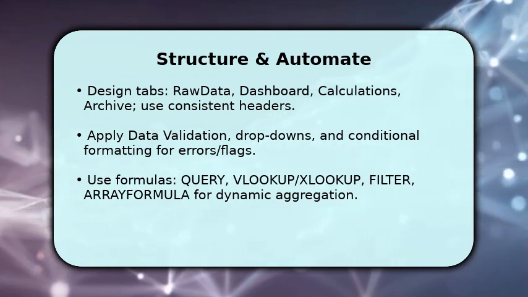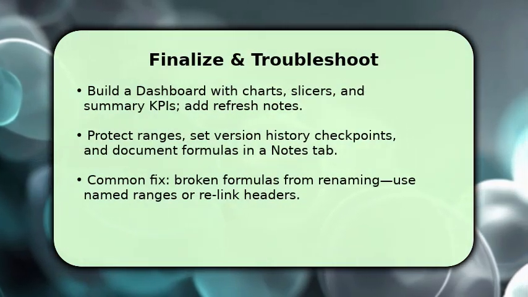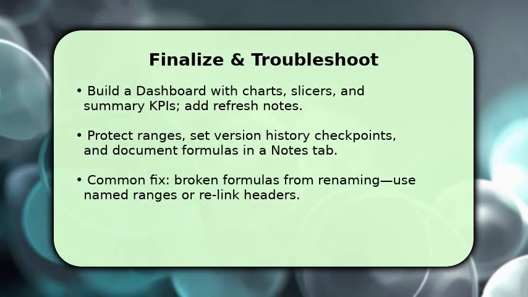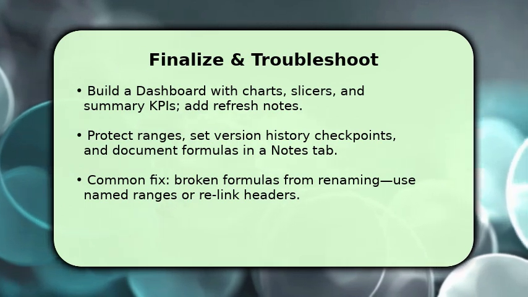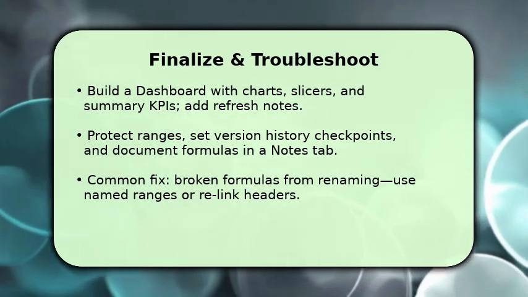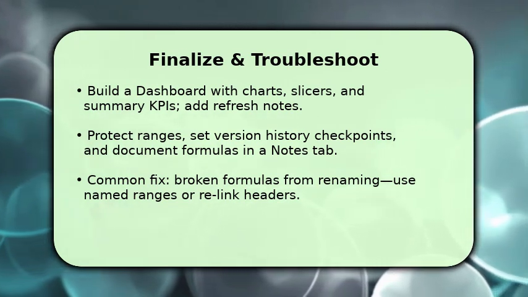Finally, you complete the sheet by assembling a dashboard with charts, slicers, and clear KPIs that communicate results at a glance. Make sure to protect critical ranges and create version checkpoints using File > Version history so you can roll back. Document key formulas and data sources in a Notes tab for teammates.